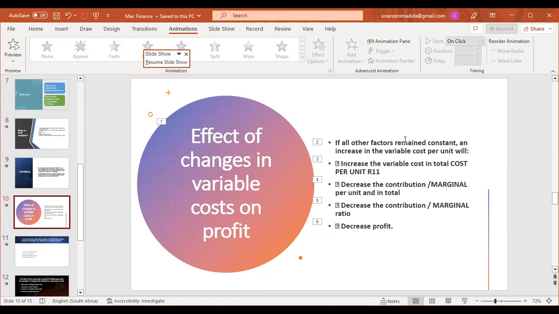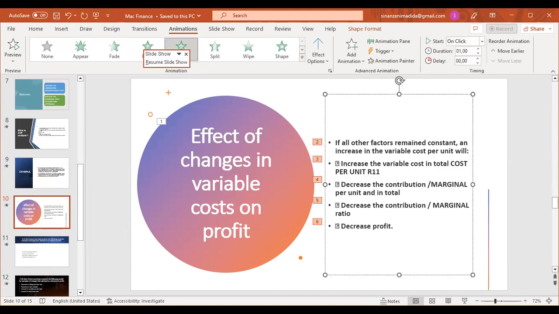If all other variables remain constant, an increase in variable costs per unit will, number one, increase the variable cost in total. Cost per unit, that is an example that was given. Let's remove it for now.